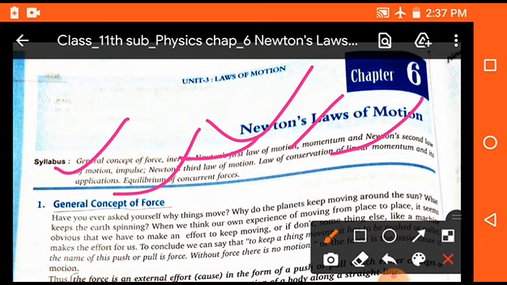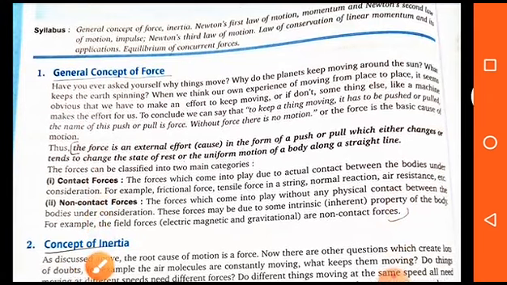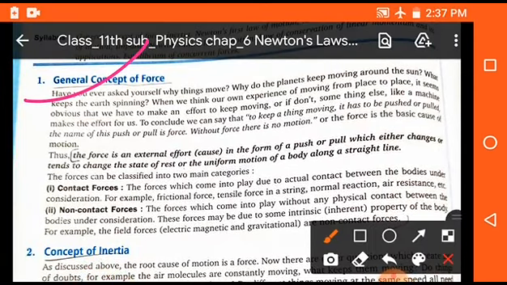So these are the important terms which are generally used in this chapter, and we will discuss these special topics. So start, students, and study very carefully. First of all, the concept of force. Students, as you know, what is force?